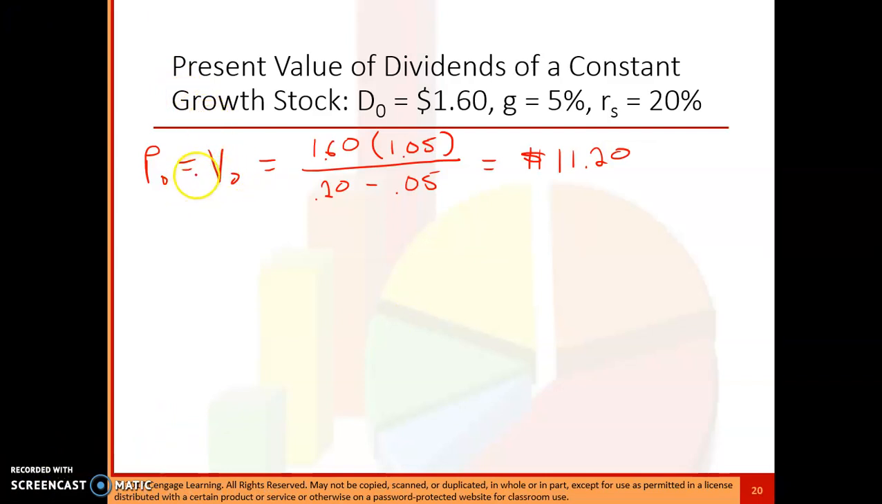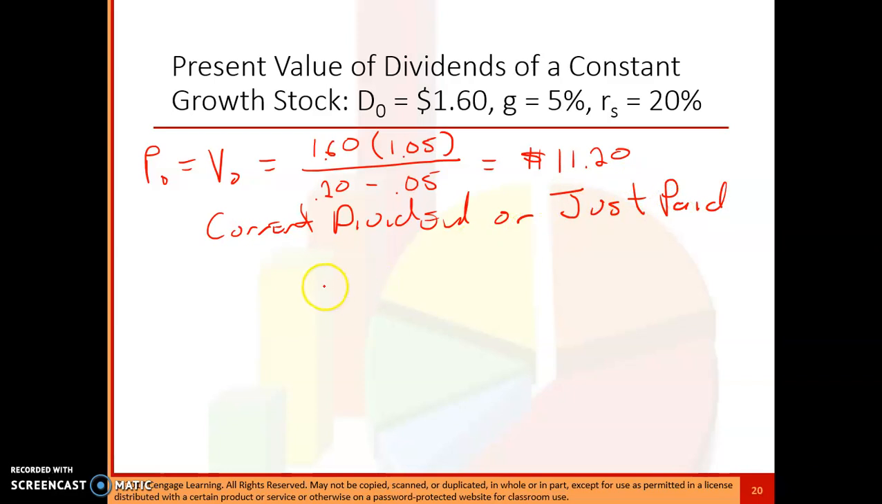So on these types of problems, the thing that you need to pay attention to is whether it's the, say, current dividend, or it might say just paid. Those all refer to D0. So if we have D0, we're going to have to apply a growth rate.